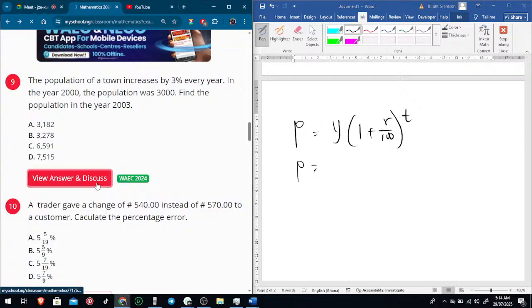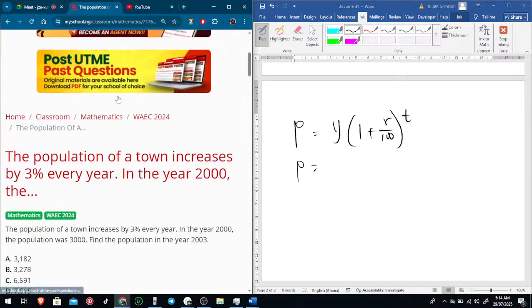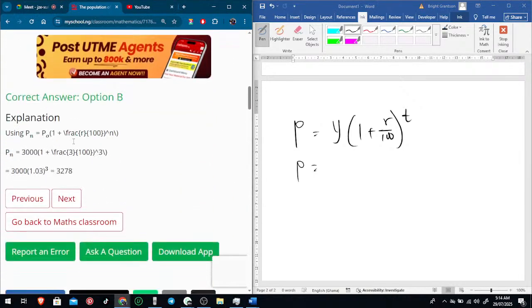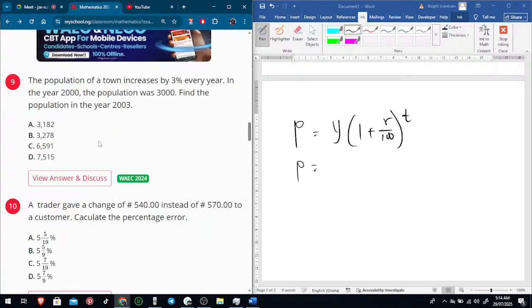Sir, let's go over again. Let's look at the solution that they did. Okay, I'm going over again. The question says that the population of a town increased by 3% every year. In the year 2000, the population was 3,000. Find the population in the year 2003. And I'm telling you that with such questions, you are going to use a compound interest formula.